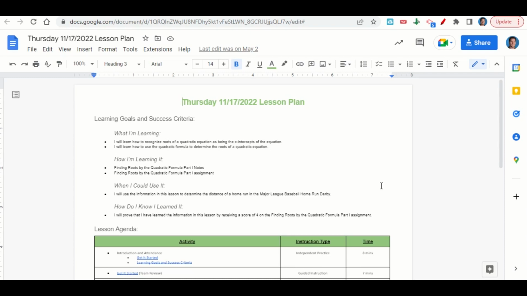How are we learning it? Through the finding roots by the quadratic formula part 1 notes and the finding roots by the quadratic formula part 1 assignment. When can we use this information? To determine the distance of a home run in a Major League Baseball home run derby. How do we know we learned it? By getting a score of 4 on the finding roots by the quadratic formula part 1 assignment.